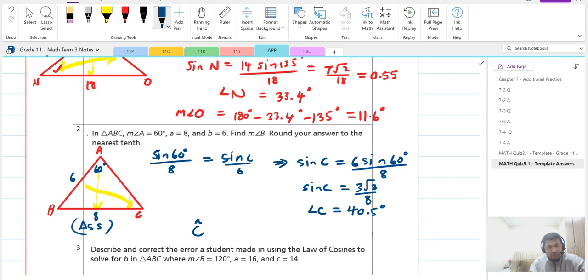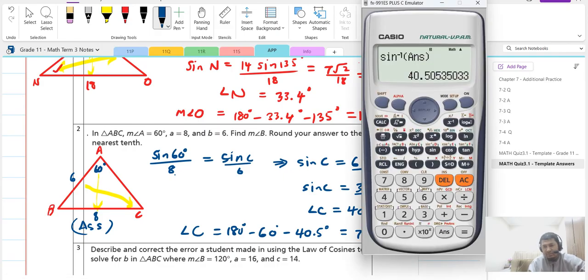Now we want to find angle B. So to find angle B, we can say 180 minus 60 minus 40.5 degrees. You should get 79.5 degrees, because 60 and 40.5 makes 100.5, and 180 minus 100.5 is 79.5. Let's just double check: 180 minus 60 minus 40.5 degrees, we are getting 79.5 degrees. Perfect.